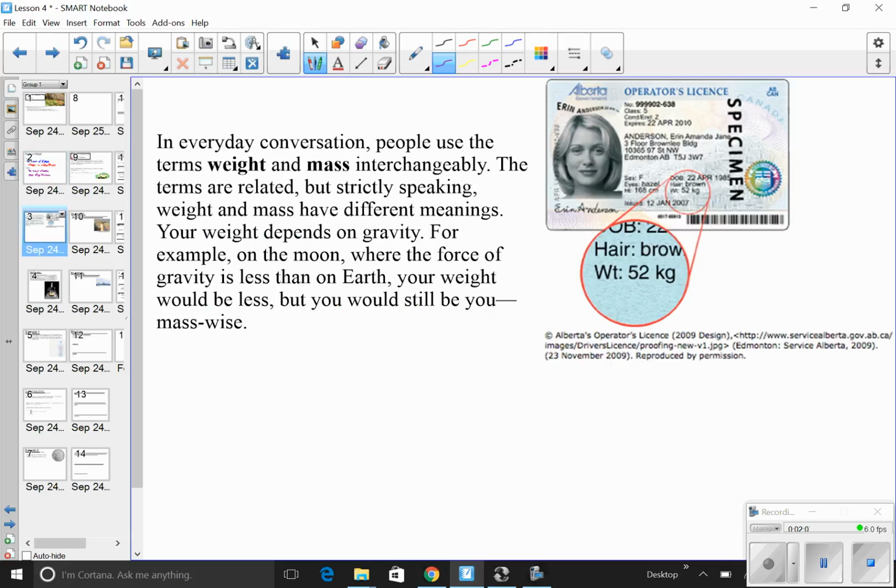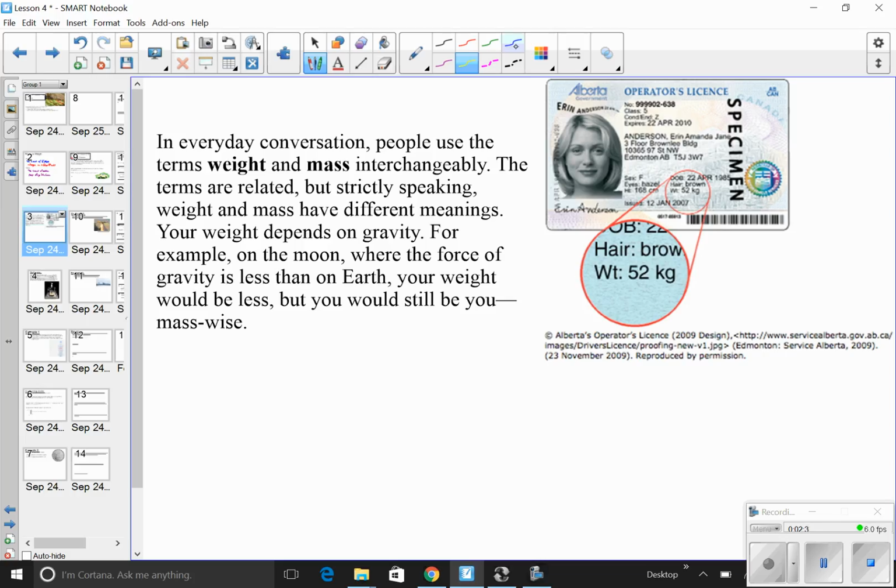Now that you know the difference between mass and weight, the rest of the world still kind of doesn't. So in everyday conversation, people use the terms weight and mass interchangeably. They are related, but they have different meanings. Your weight depends on gravity, and your mass depends on the amount of matter.